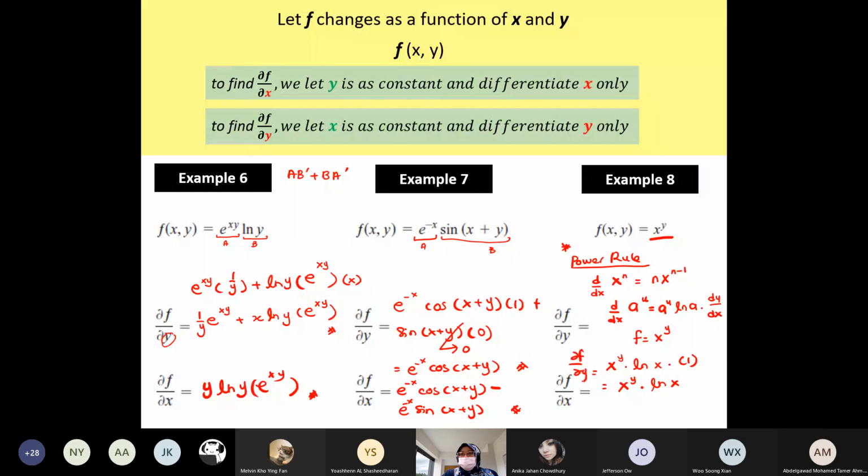If you find df over dx, it is a normal one, so you can use this one. So x to the power of y gives you y x^(y-1). So this is how you differentiate with respect to x, and this is how you differentiate with respect to y.